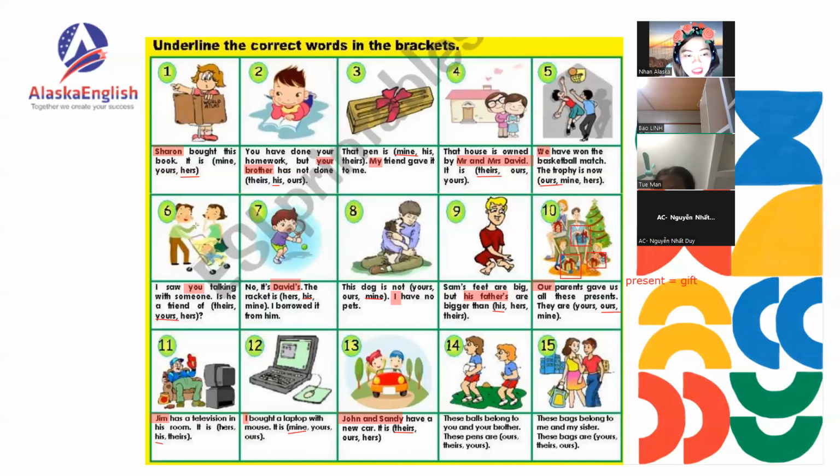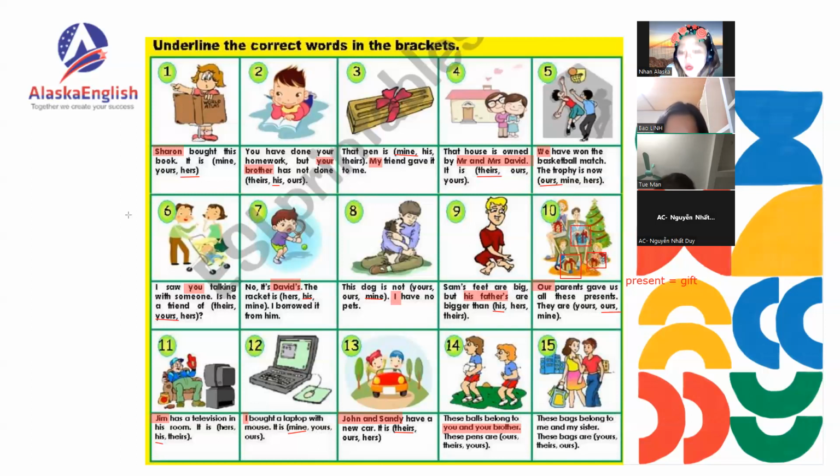How about this one? Next one, 14. Baoling. This belongs to you and your brother. These friends are yours.